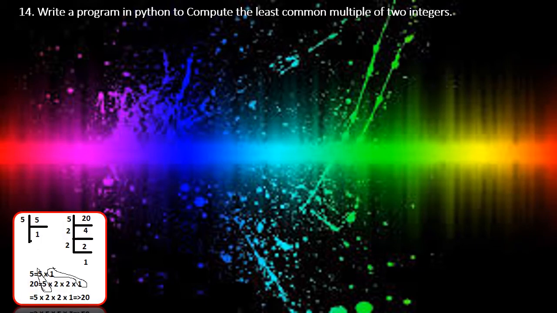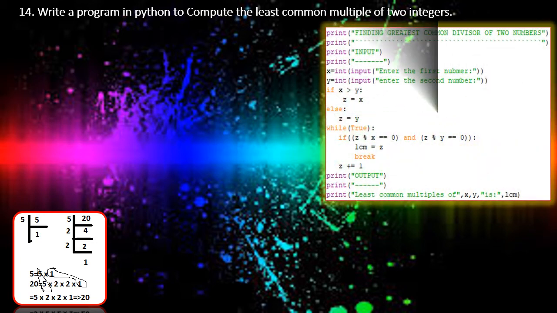And next we are going to find the least common multiple of two integers. So for 5 and 20, first we have to take the common divisor 5 and 1, and the remaining numbers also you have to multiply. This is the LCM. So for that we are going to see how to do it in a program.